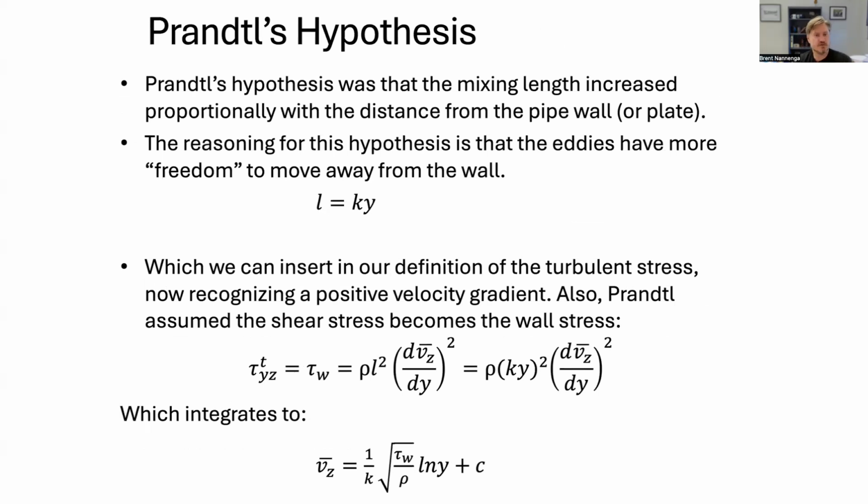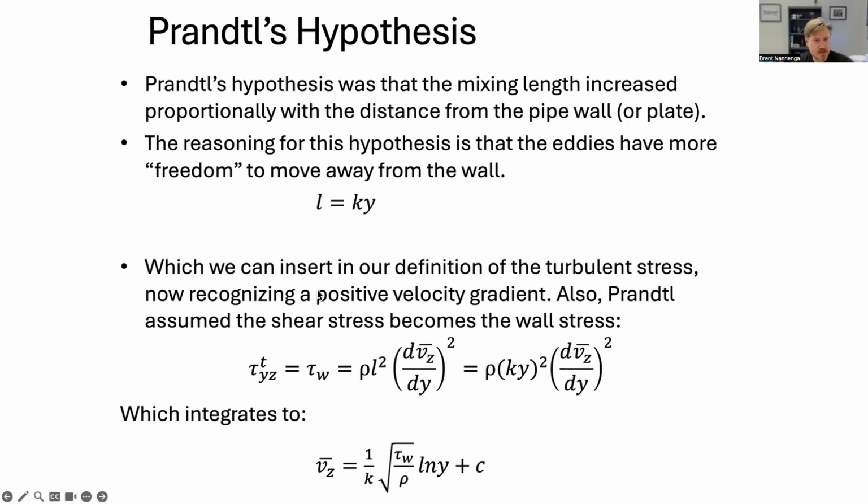Okay, so we have a way to figure out what the mixing length is, using these equations we mentioned before. Prandtl's hypothesis was that the mixing length increased proportionally with the distance from the pipe wall or the plate. Now that should hopefully make sense. What that means is, as you move away from the wall or the plate, where the velocity will be zero, the velocity is going to be increasing as you go towards the center of the pipe or between the two plates. The velocities are going to increase, and the mixing length will also increase proportionally as you move away.